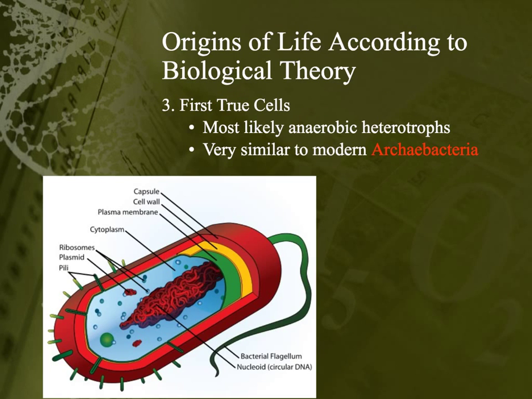And now we get to the first true cells. So again, chicken soup, not living. Bubbles in your chicken soup, not living. But now we have true cells, so now we have living. So most likely these guys were anaerobic heterotrophs. Why would these guys be anaerobic heterotrophs? Go ahead and write something down. Okay, these guys would have been anaerobic because, if you remember back to Urey and Miller's experiments, there was no oxygen in the atmosphere, and anaerobic means without oxygen.